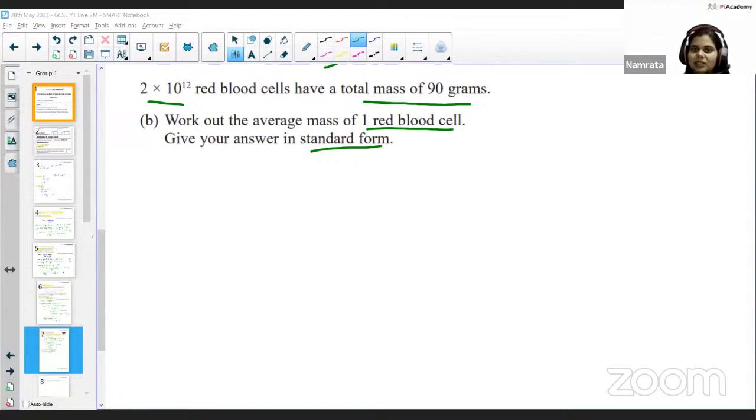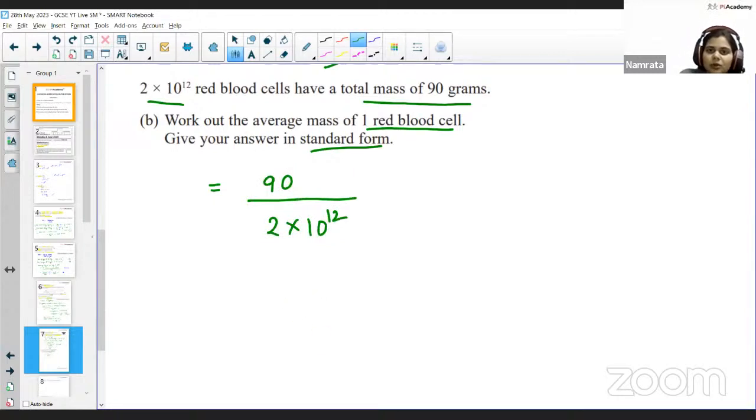We can start discussing this question. Okay, so this question again will be solved in a similar manner. Here the average mass of one red cell will be 90 divided by 2 times 10 raised to the power of 12. When we divide, 2 times 1 and 2 times 45, that would be 45 times 10 raised to the power of minus 12.